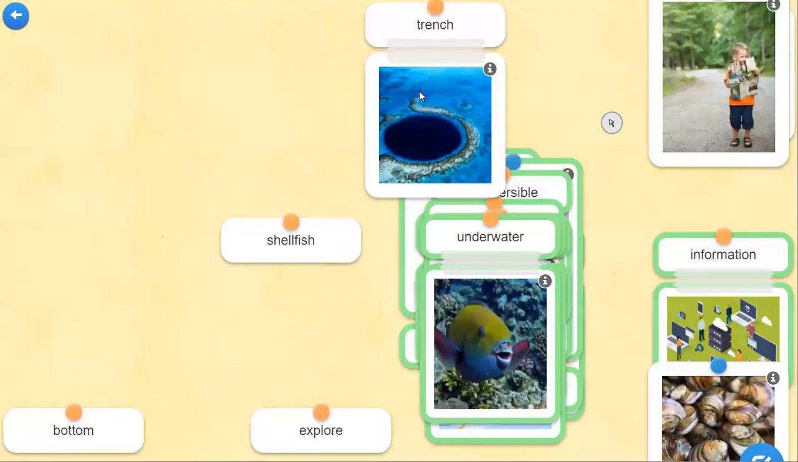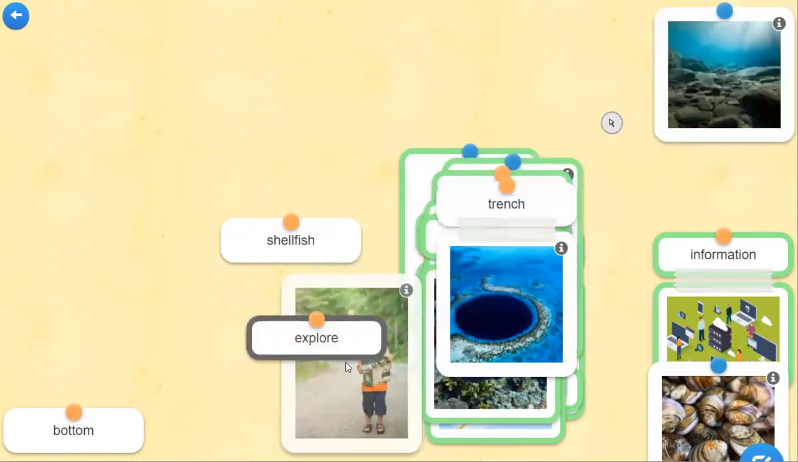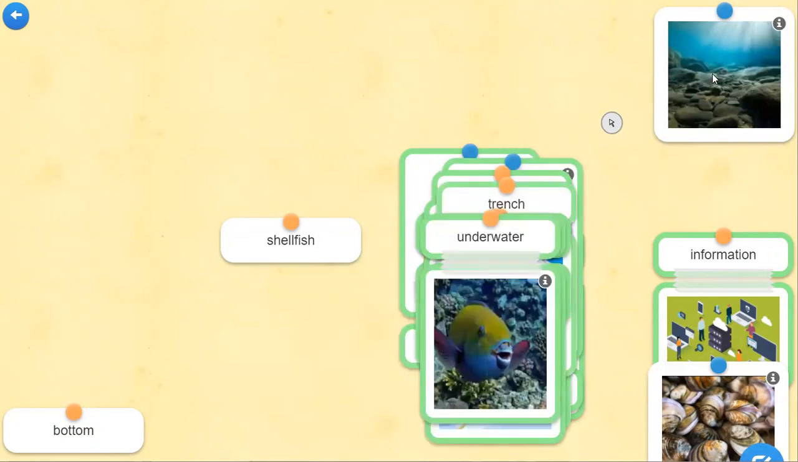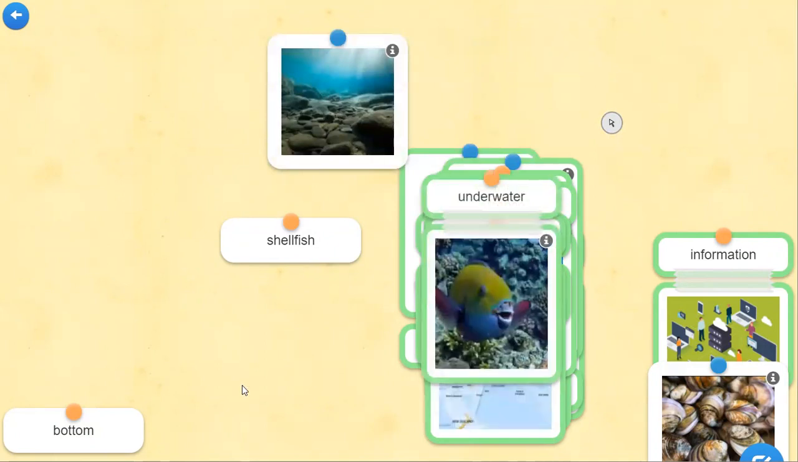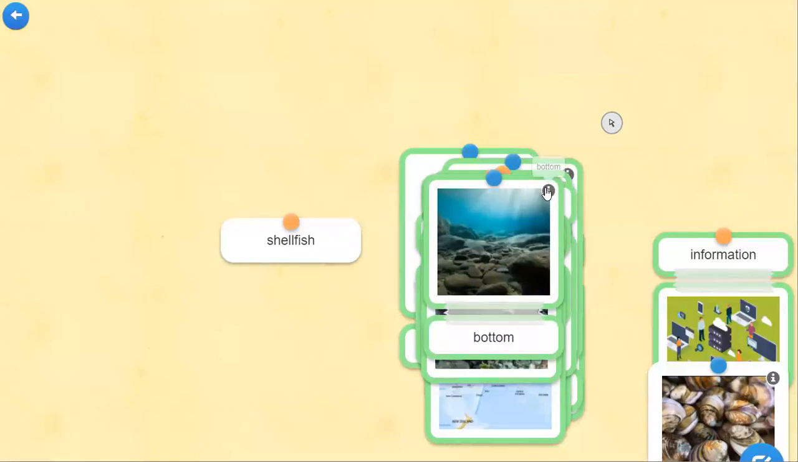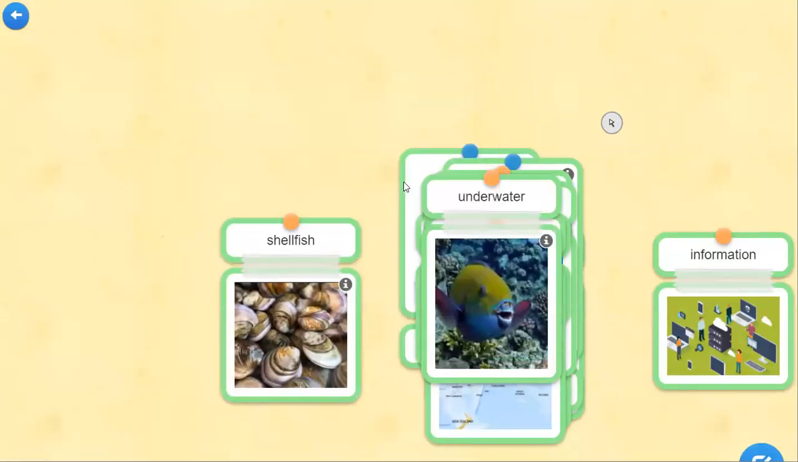This is a very deep hole under the sea. And we find the word explore. Explore means to discover new places. This is bottom. Yes, this is bottom. And here, shellfish. These are the words we studied yesterday.